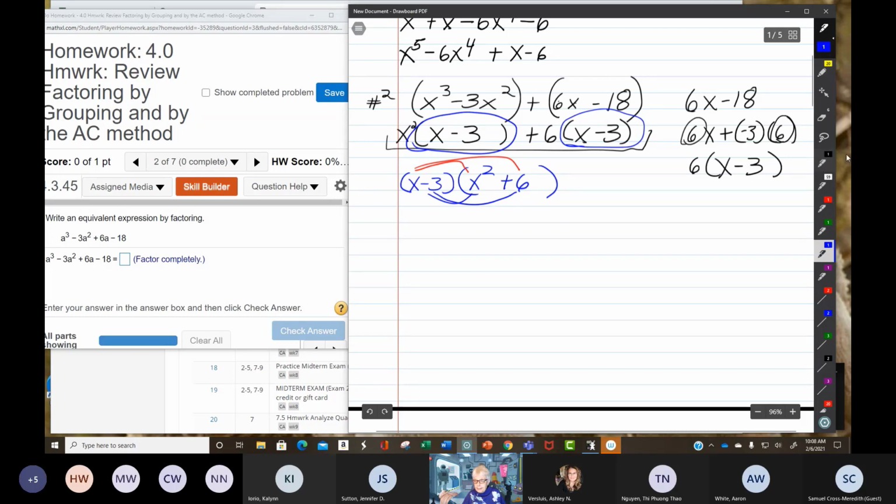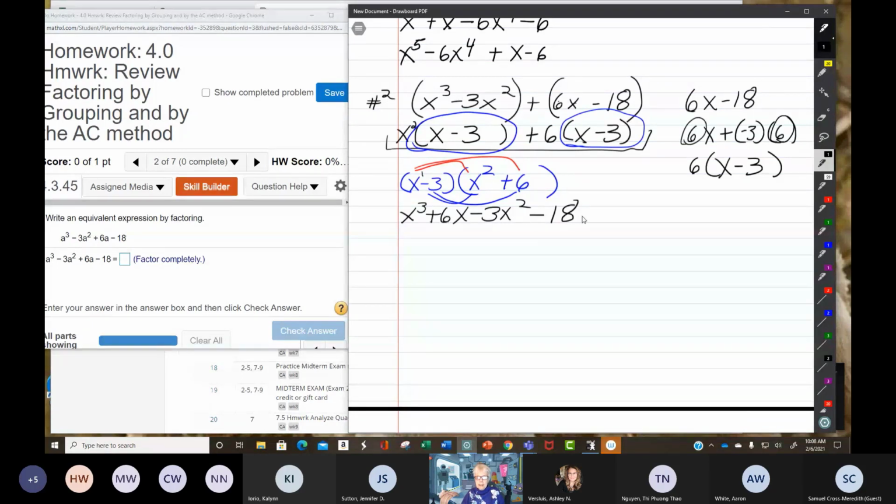Should have written it in black. Oh well. That'll give me x to the 1 times x to the 2 is x to the 3. X times plus 6 is plus 6x. Negative 3 times x squared is minus 3x squared. And negative 3 times positive 6 is negative or minus 18.